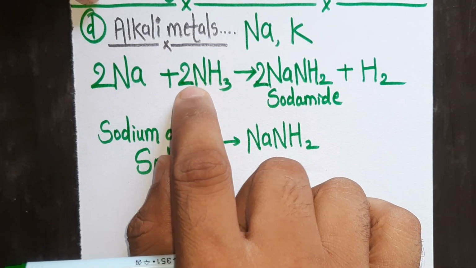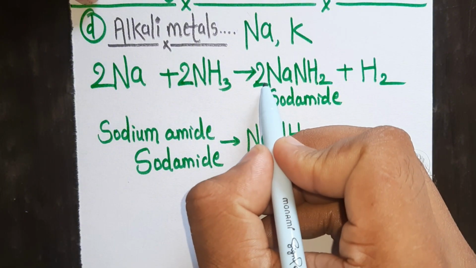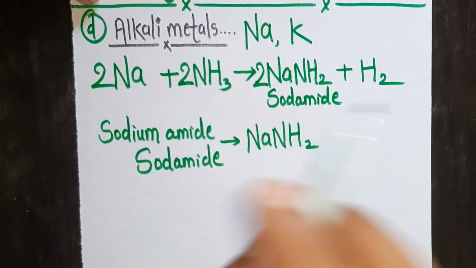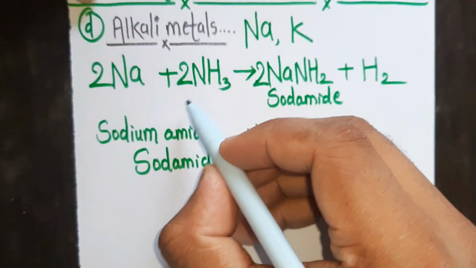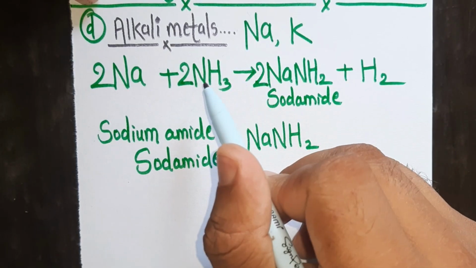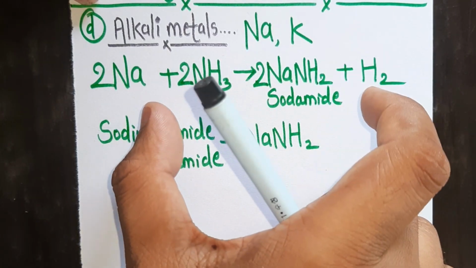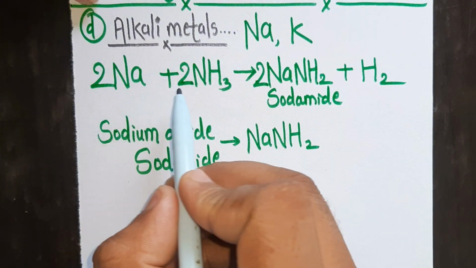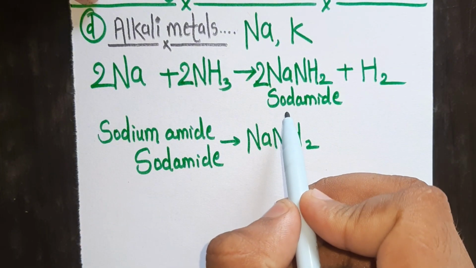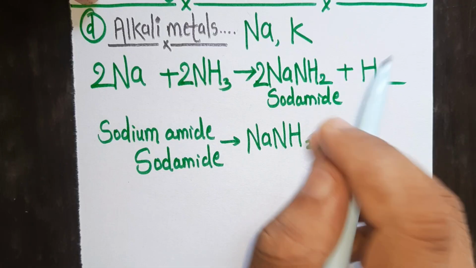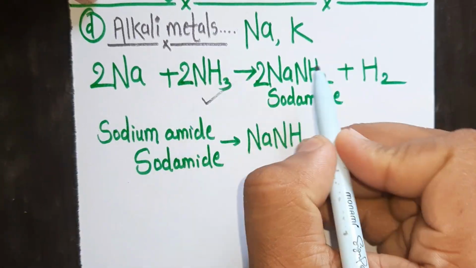On the left hand side the number of nitrogen atoms is 2, and on the right hand side the number of nitrogen atoms is also 2. Now it is balanced. The main question here is: what happens when sodium reacts with ammonia? Your answer must be presented in language form and also in reaction form. When sodium reacts with ammonia gas, it forms sodamide. You must present this reaction also in your answer sheet.